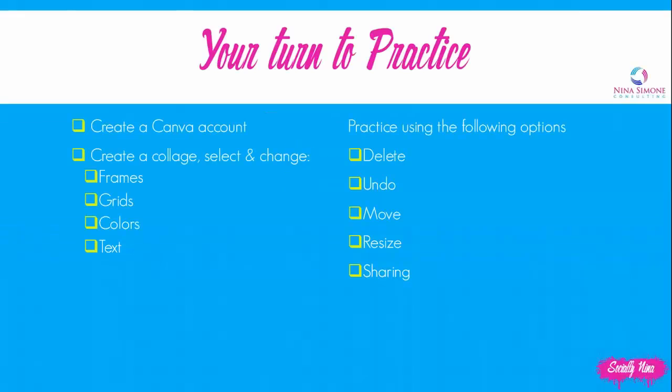So now it's your turn to, one, create a Canva account. Then go ahead and create a collage or any kind of item that you want. You could select anything you want from the list and practice what we've done. Frames, grids, colors, text, you can add your own. You could choose from the templates.